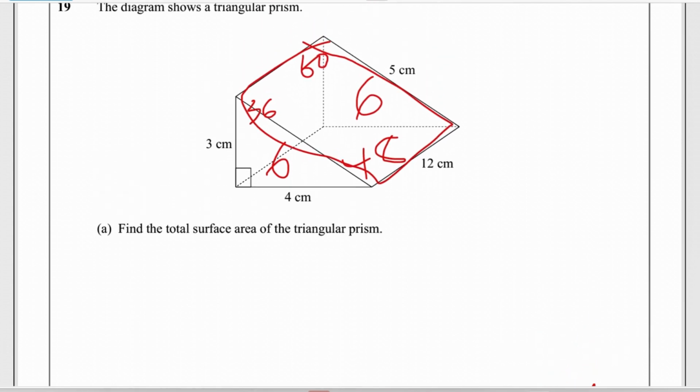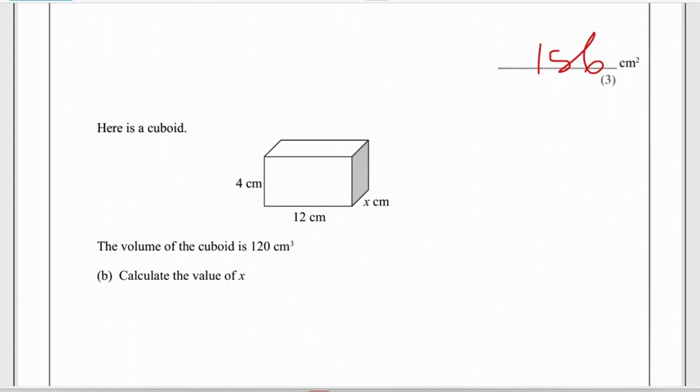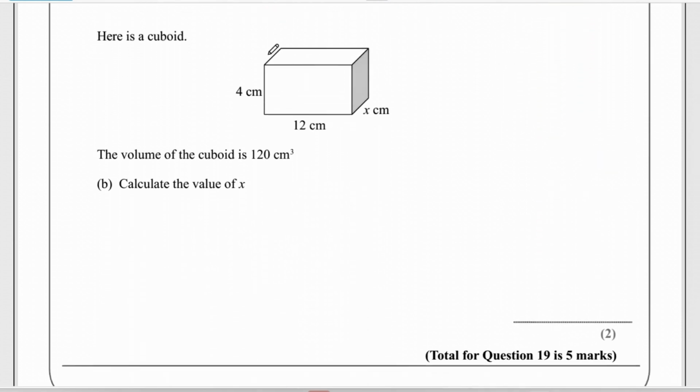We get the area of each face, then we add it together. That gives us 156. Okay, so here is a cuboid, and then the value of x. Remember, volume of a cuboid is length times breadth times height. So when they give you volume and they give you the length and the breadth, you're looking for the height.